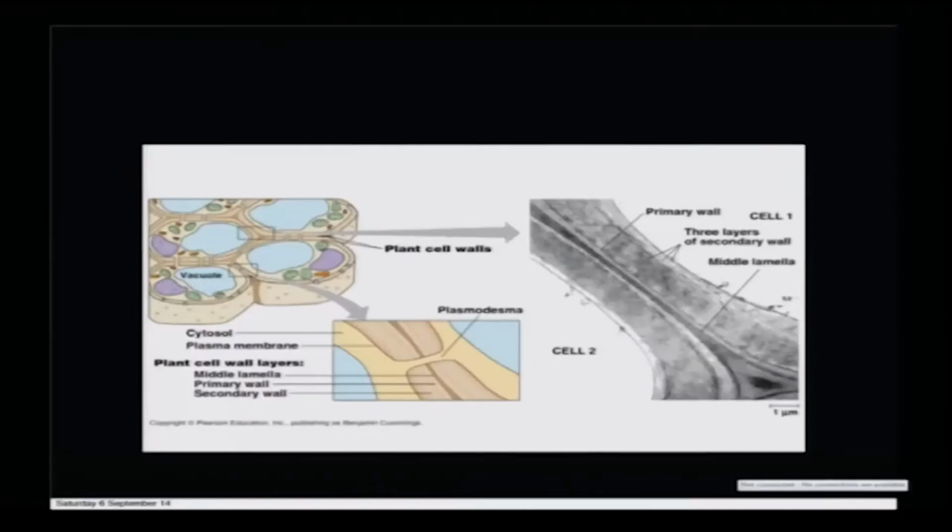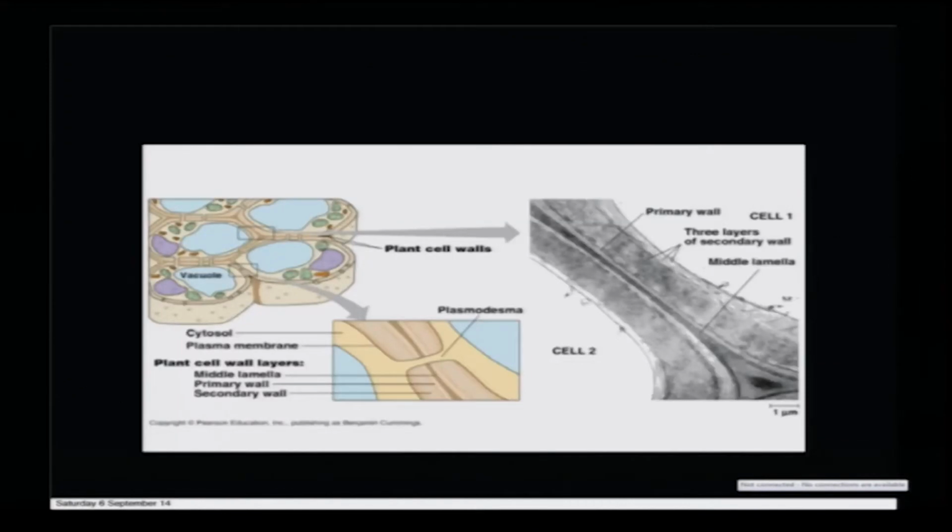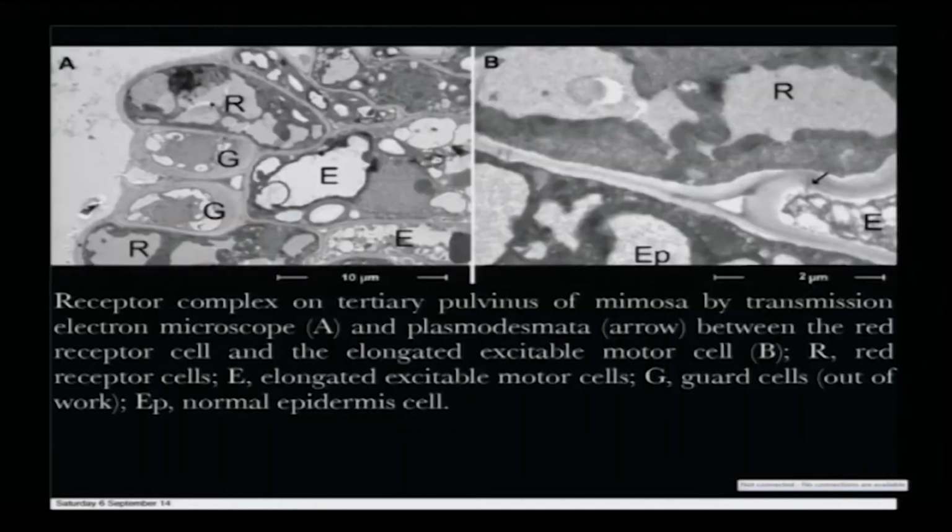So, these are some of the locations of the real pressure sensors, whose counterpart in the animal kingdom is the muscle spindle. This slide I am putting there for your better understanding about the detailed structure, how the xylem and the phloem vessels and the plant cell wall and plasmodesmata are integrated. This is a kind of recap, where we are talking about the receptor complex on the tertiary pulvinus by transmission electron microscopy.